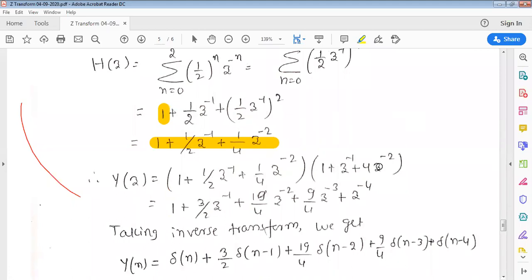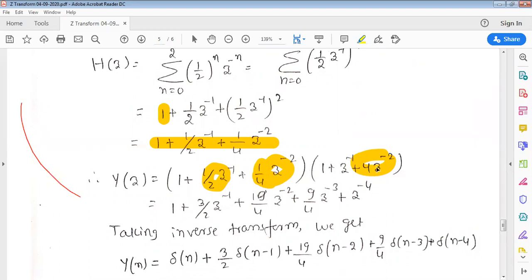1 into 4 z raised to minus 2 plus 1 by 2 z raised to minus 2 plus 1 by 4 z raised to minus 2. There are three terms, which gives me 19 by 4 into z raised to minus 2 plus z raised to minus 3. 1 by 2 into z raised to minus 1, this term into 4 z raised to minus 2, that gives me z raised to minus 3 plus 1 by 4 into z raised to minus 2 plus into z raised to minus 1. That gives me 9 by 4 into z raised to minus 3.